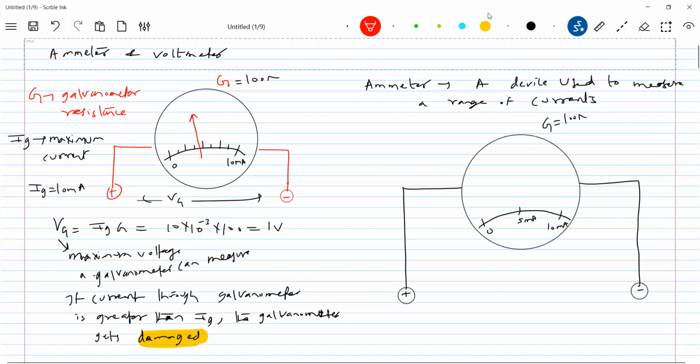Now I'm going to bring a low resistance in parallel. I'll call this a shunt. So what is the value of Ig? Let me indicate all that. Ig, how much is it? 10 milliampere. A low resistance connected in parallel is called a shunt, and there's a current which I want to measure.